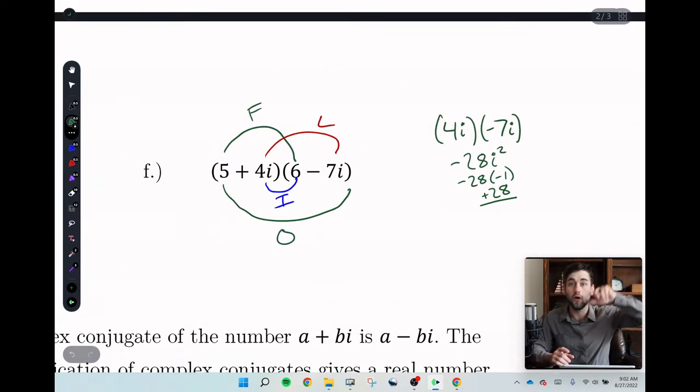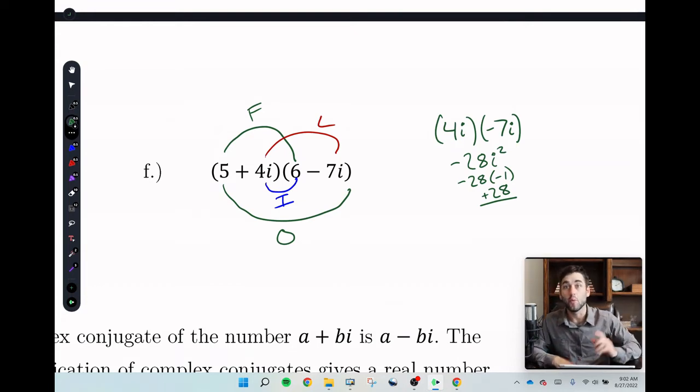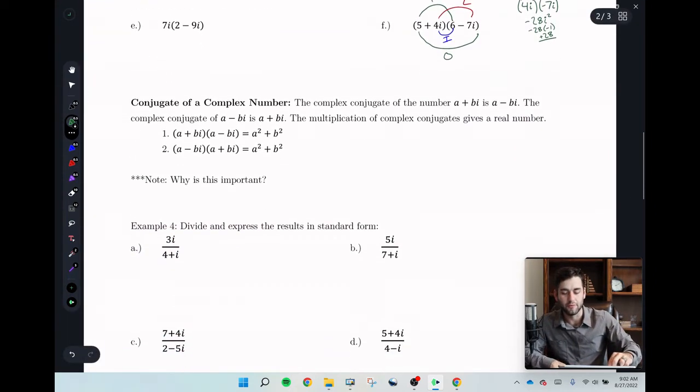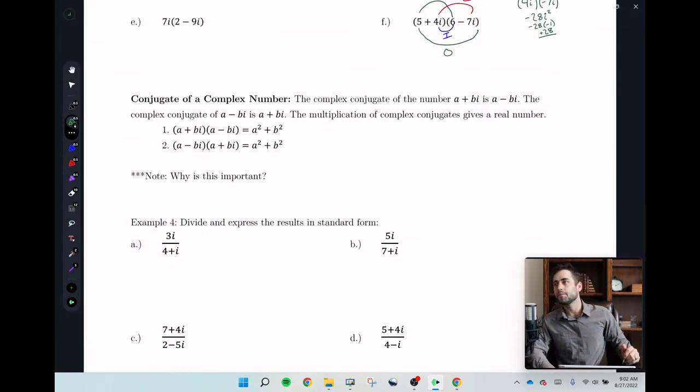So you can do the whole FOIL. If you need help with FOIL, come to office hours, send me an email, watch the video above about FOIL and box method, because if you want to do box, that's fine too. But that would be how we'd work that problem. A little hint, not doing it for you, because we're going to move on to the conjugate of a complex number. So this is where it gets real fun. This is where it gets crazy.